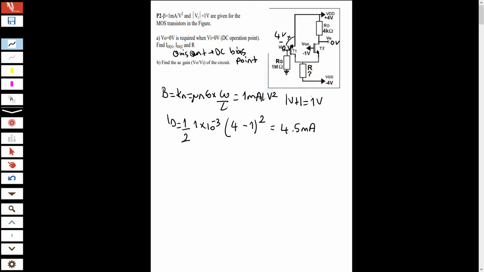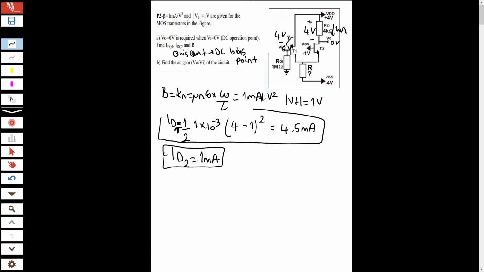In the second transistor it's so easy. Look here, there is a 4 volt voltage drop and this is 4K, so there will be 1 milliampere flowing through here. So ID2 is 1 milliampere, and this is ID1. What is left is R. Let's find R.